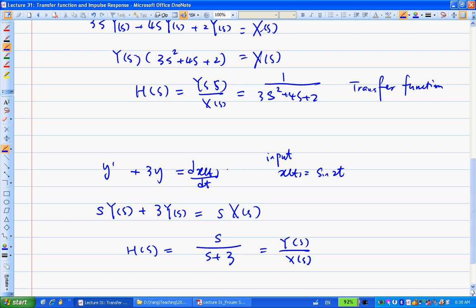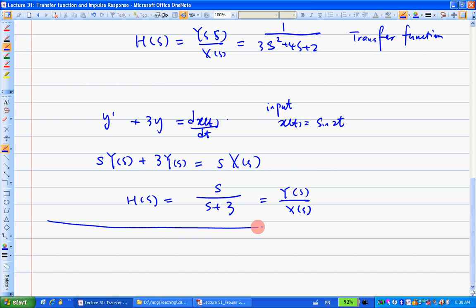Okay. So, given a differential equation representing a certain system, you know what's the input, you know what's the output. And if the question is simply to ask for the transfer function, you take the Laplace transform of both sides, without concern of what exactly the current input is. Just take a general input x(t), X(s), and then find the ratio between Y(s) and X(s). That's the transfer function.